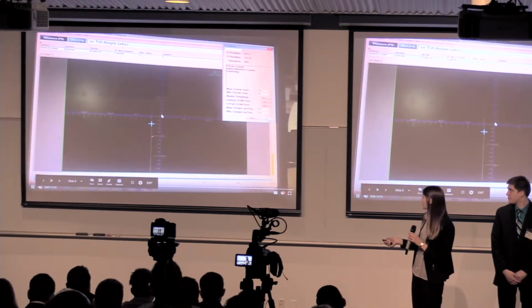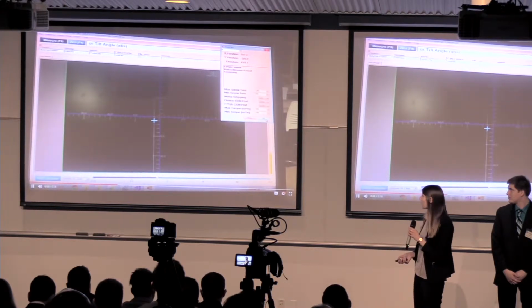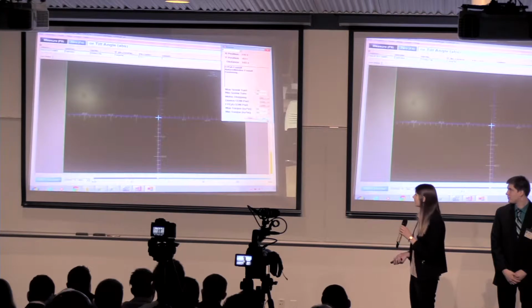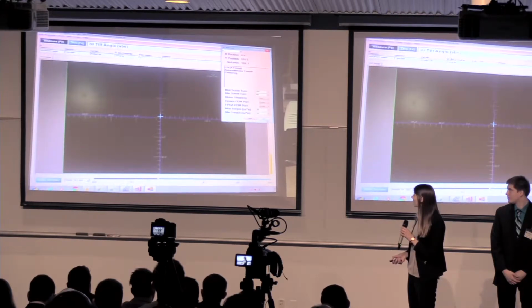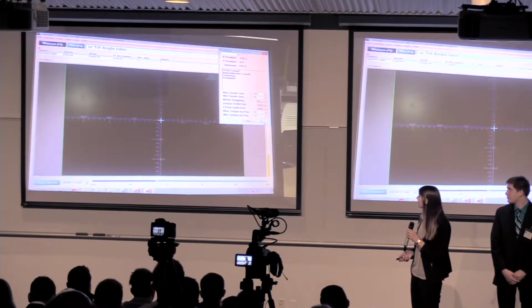So this is the crosshair of the mirror angle as it is being aligned. It is then trying to be centered into its optimal alignment. And once the program is completed, it will let you know in the GUI.